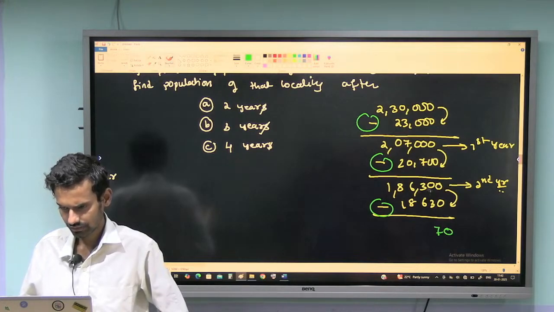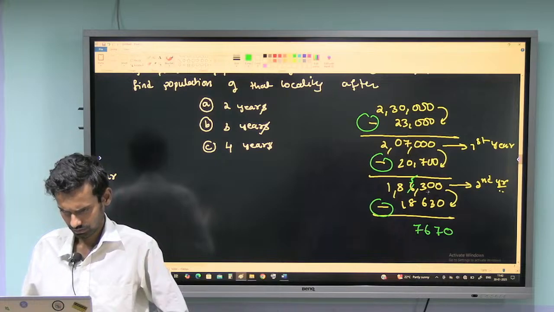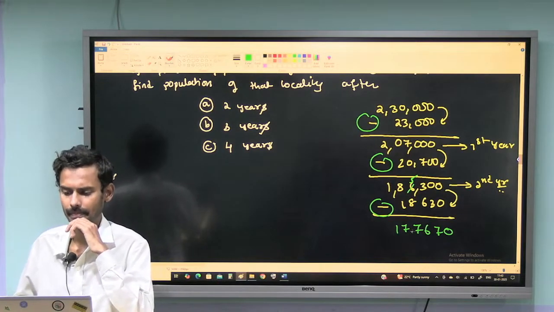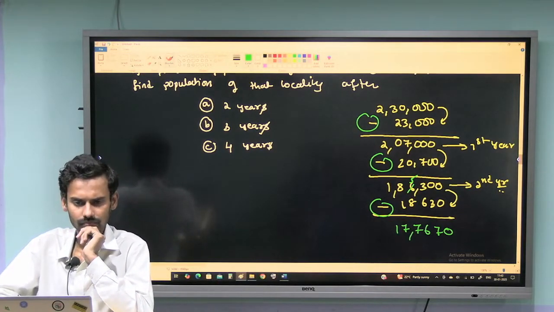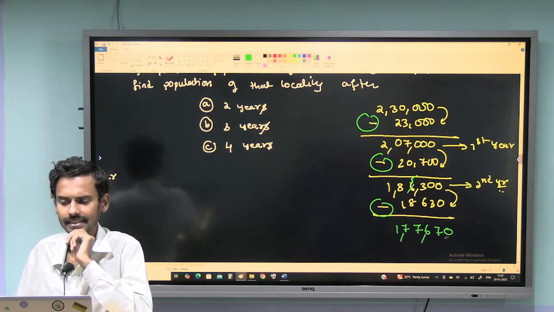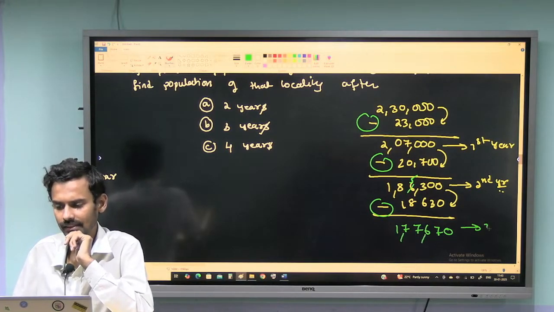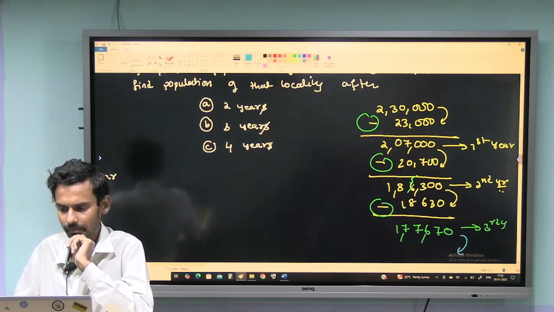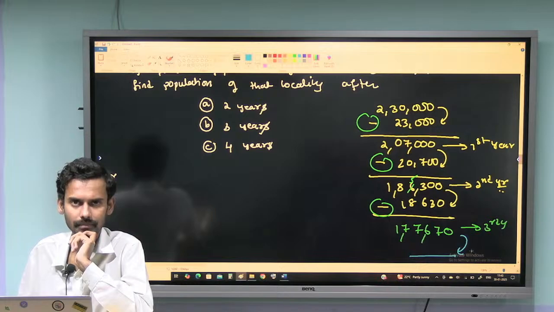1,77,670. So this will be after third year, and again if you consider 10% of this one and subtract, you will be getting the fourth year.